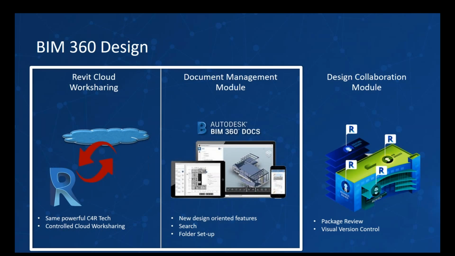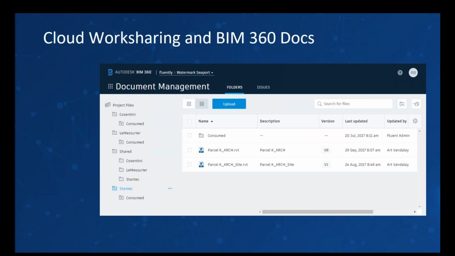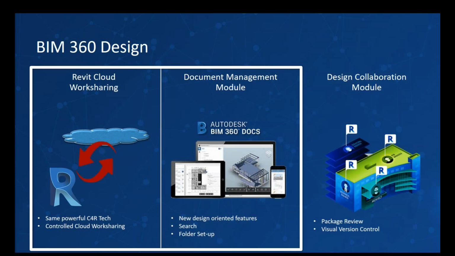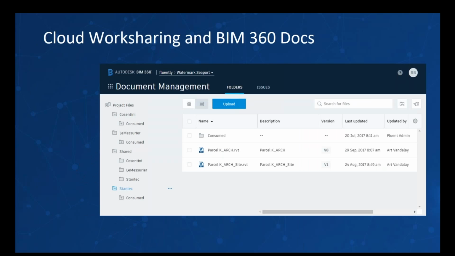For design collaboration, we now have the ability to aggregate different 3D models, not necessarily all Revit. You can bring in other file formats, and it allows you to track the progress over time and see how things have changed in the progress of the project. Very good for tracking changes between versions. And this is all done on the document management platform.